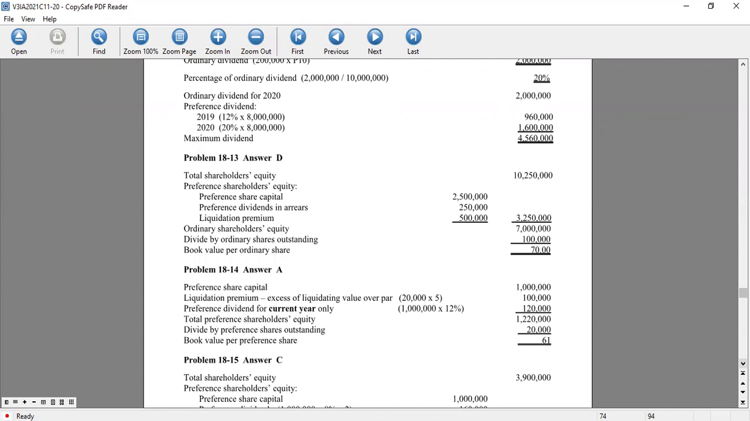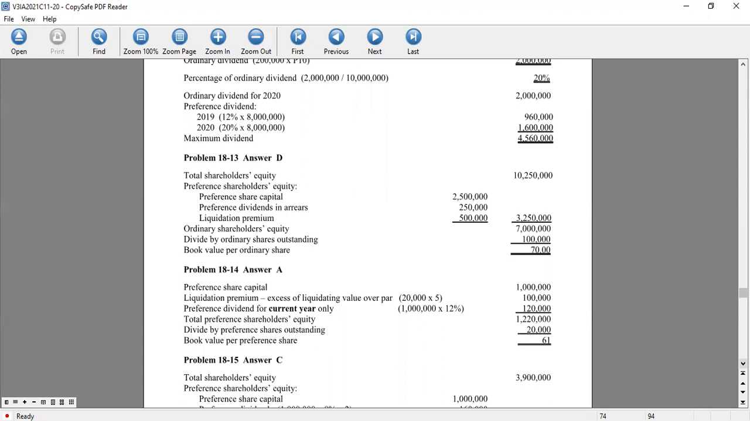And we have now the preference shareholders' equity, the preference capital of 2.5 million. Then we have the dividends in arrears given 250,000, and the liquidation premium given at 500,000. Now, if the entity were to be liquidated, the preference shareholders would receive par value plus a premium of 500,000. So it's called liquidation premium.